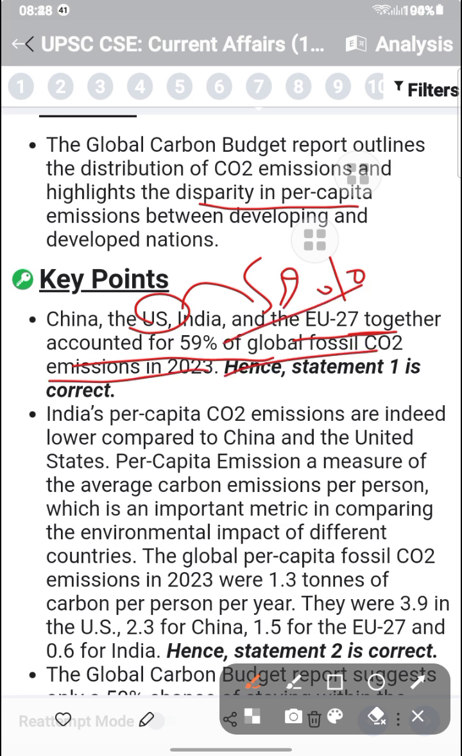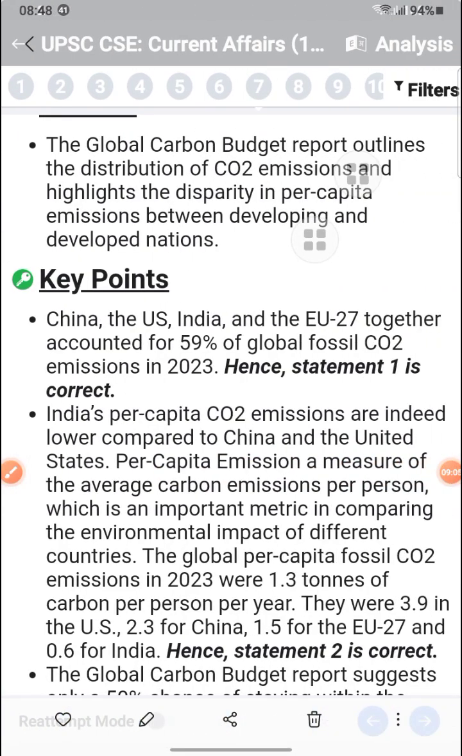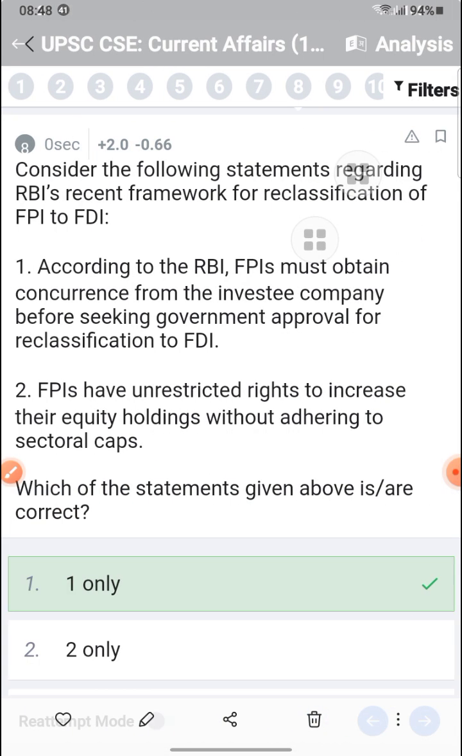India's per capita CO2 emission is indeed lower compared to China, and per capita emission is a measure of average carbon emission per person, which is an important metric in comparing. So the global per capita fossil CO2 emission was 1.3 tons of carbon. They were 3.9 in this, and the Global Carbon Budget report also provided us that it was 50%, actually, not 95%.